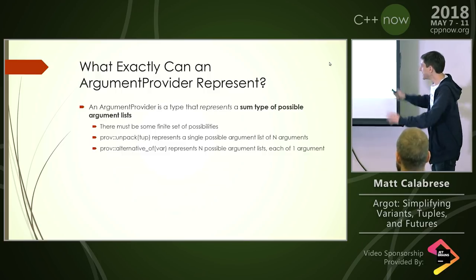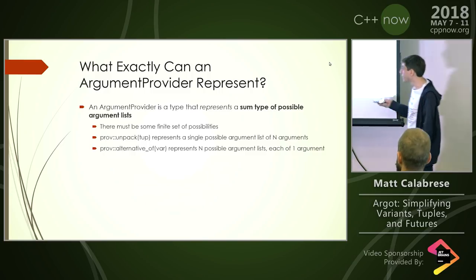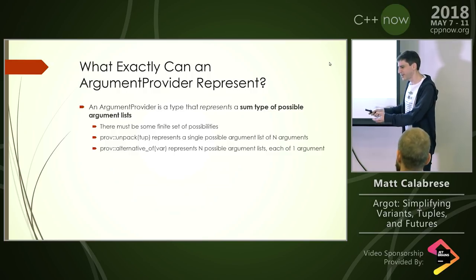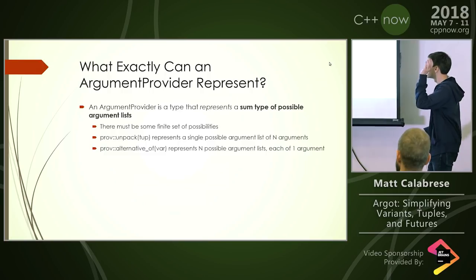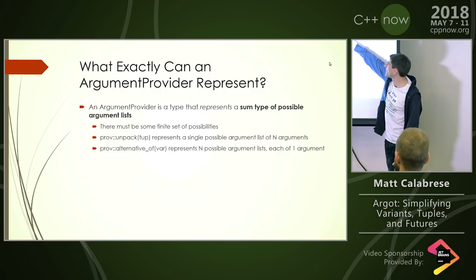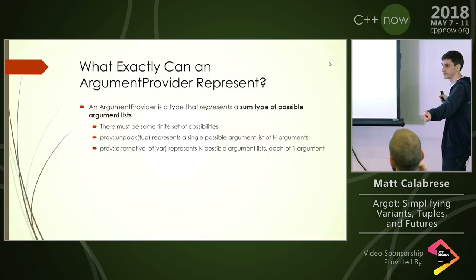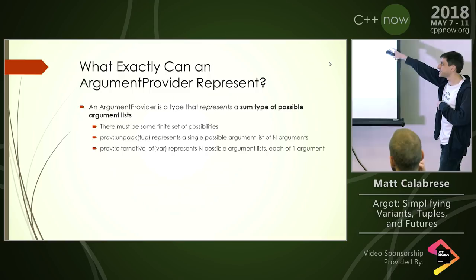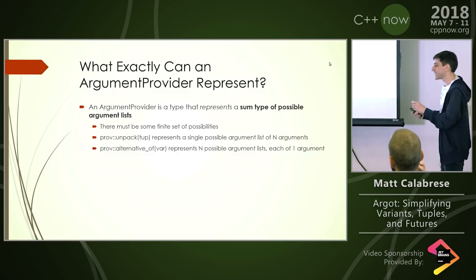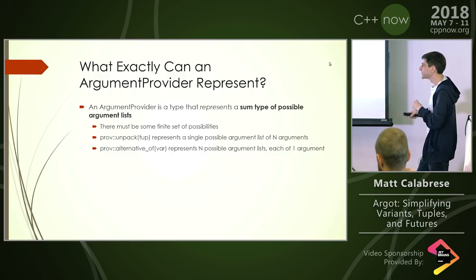So what exactly can an argument provider represent? It seems like those two previous examples were different. One was unpacking a tuple that turned things into n arguments, and the other was unpacking a variant, which is like some type of possible argument list. And that's actually the unifying thing: both of them correspond to some type of possible argument lists to be passed along to the function object. In the tuple case, it's like you made a variant of one argument list. In the alternative case, it's like you made a variant with n different possibilities, and each one represented an argument list with only one argument. So they're basically the same thing.